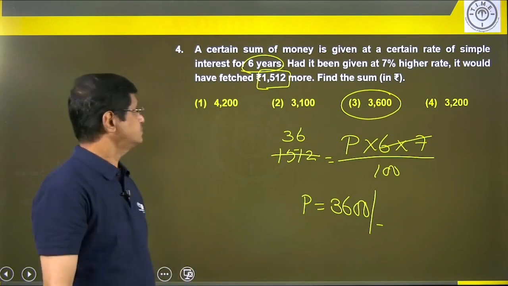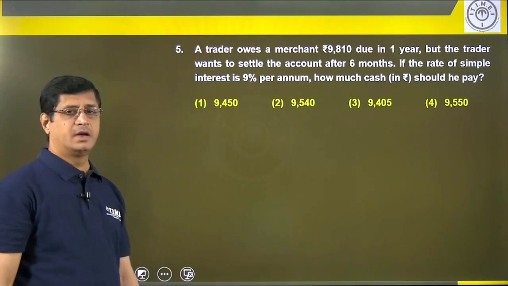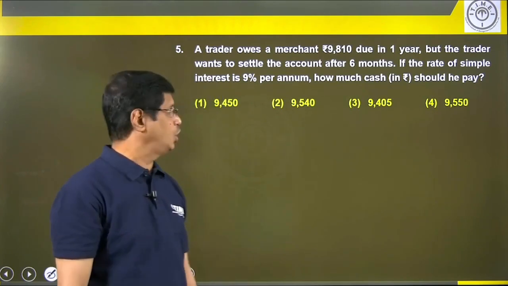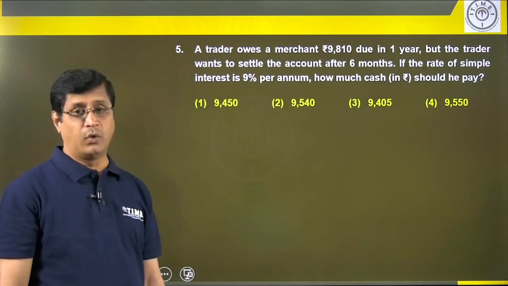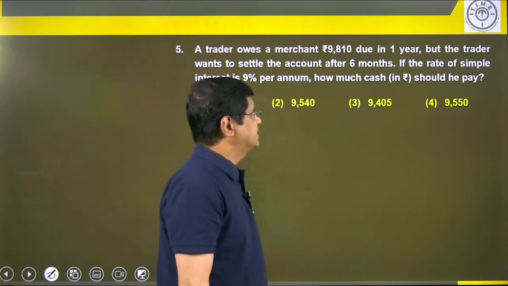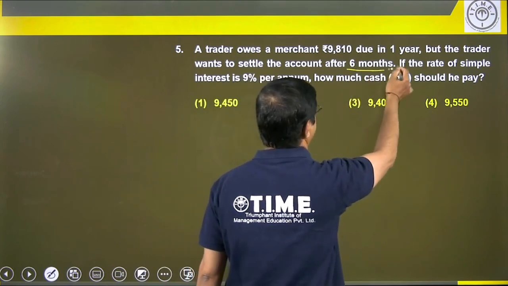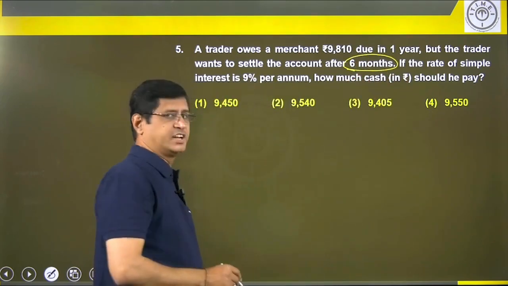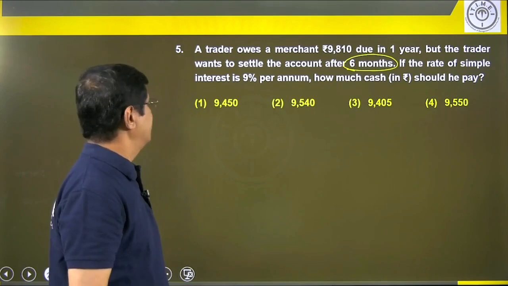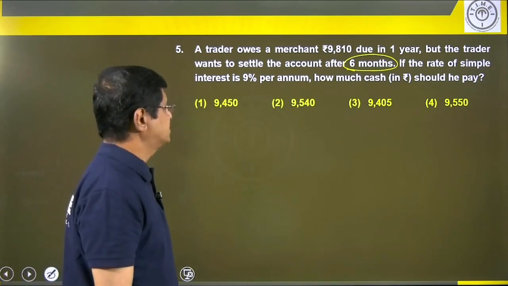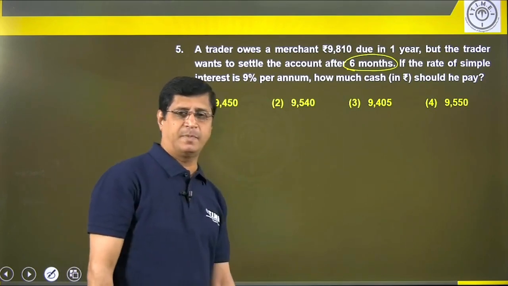Okay. Next. A trader owes a merchant 9810 due in 1 year. But the trader wants to settle the account after 6 months. He wants to settle after 6 months. If the rate of simple interest is 9% per annum, how much cash should he pay?